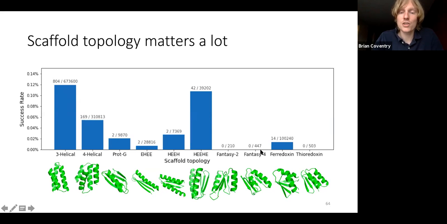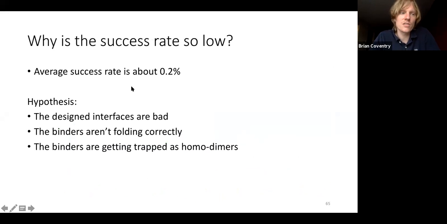And then the next trend is that the more beta sheets you have, the worse you are. And so this HEEHE topology is sort of an outlier. It kind of came from a weird experiment, so perhaps this isn't quite as robust as the others. But I mean, yeah, beta sheets are not in your favor if you're trying to design de novo proteins atomically accurate at the moment. But this still leads us to the question, why is the success rate so low? I mean, 0.2%. So we've got a few ideas, which are the same ones from earlier.